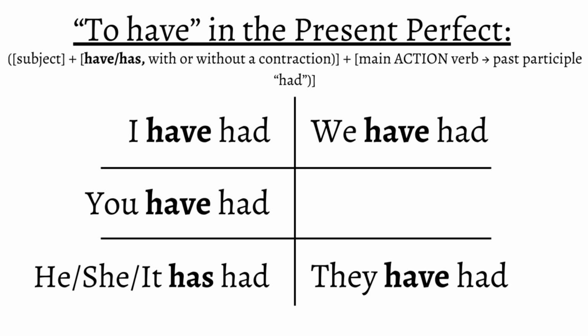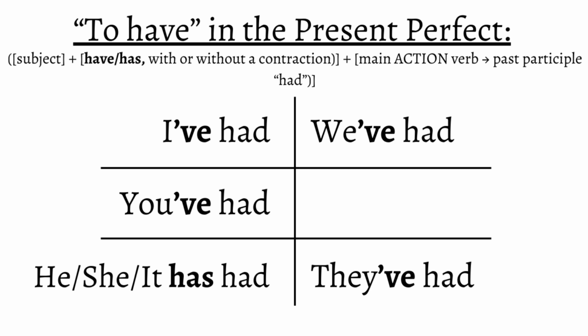Another verb that can be used is the action verb to have, not the auxiliary verb to have. I have had. You have had. He, she, it has had. We have had, and they have had. Likewise, you can contract it. This is the function of the present perfect tense, so principally, it can work with any verb.